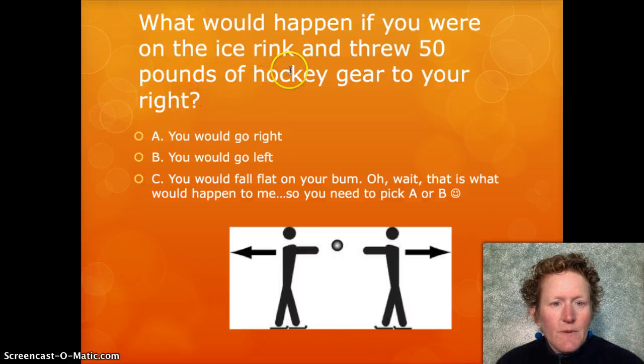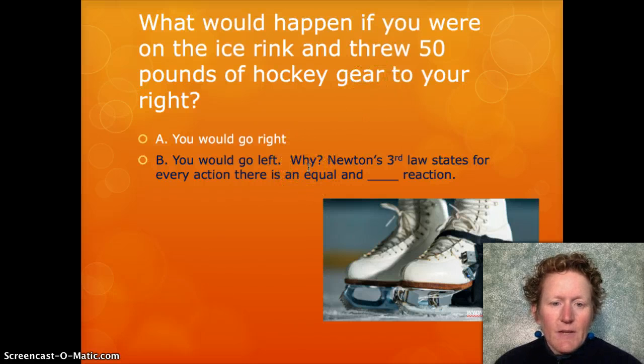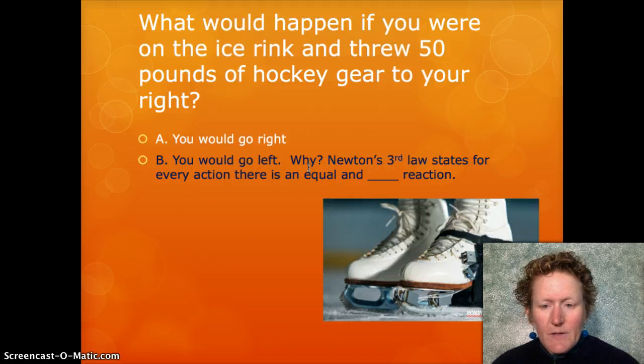If you were on the ice rink and threw 50 pounds of hockey gear to your right, you'd basically be applying a force to yourself. So which direction would you head off in? If you threw gear to your right, you would go to your left because of Newton's law. Every action, there's an equal and opposite reaction. Throwing gear to your right is kind of like pushing off a wall to your right.